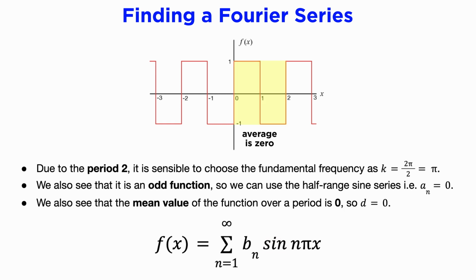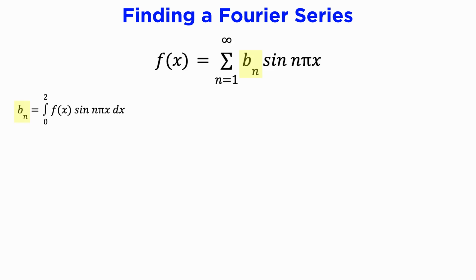It is also clear that the mean value over a period between the integers is 0, so the constant d will be 0. We can therefore go ahead and find the coefficients b sub n in the Fourier sine series of f of x by finding the integral of f of x times sine of n pi x across a period of 2 between the integers.